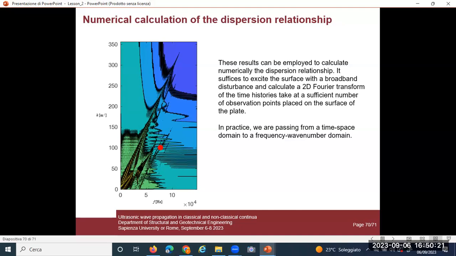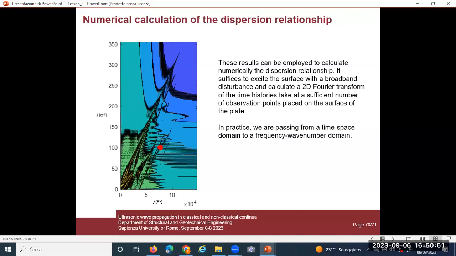What is a broadband pulse? For instance, in time, a square wave? No, I prefer using a Gaussian wave. If I want it really broad in frequency, I do it very narrow in time. And so I launch in a plate this disturbance.